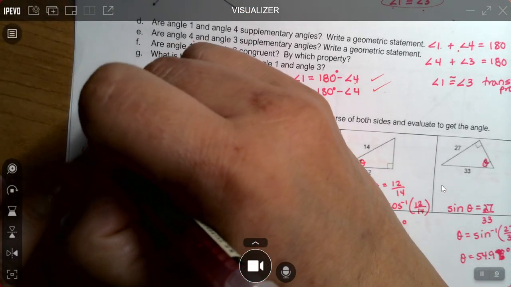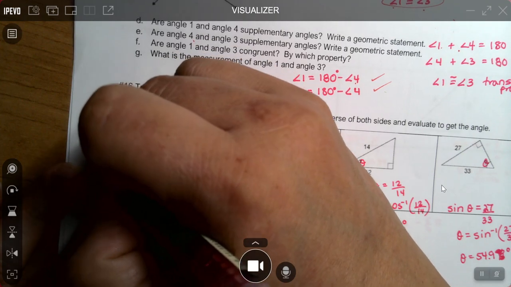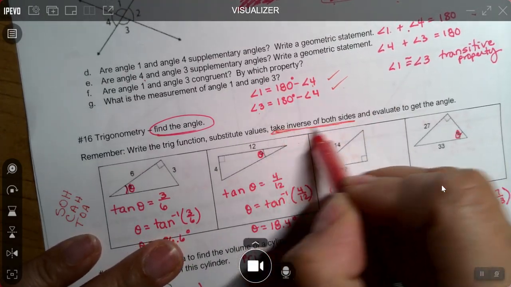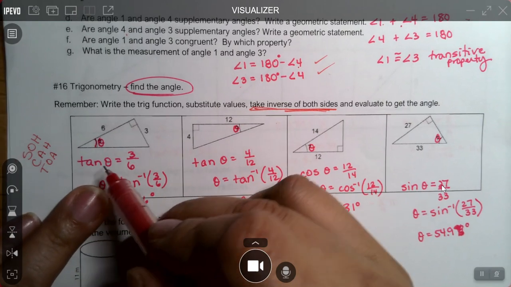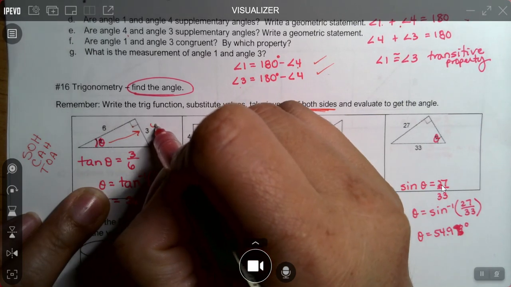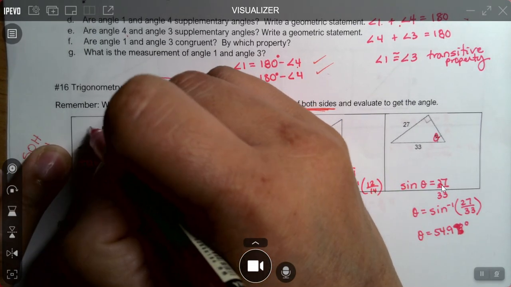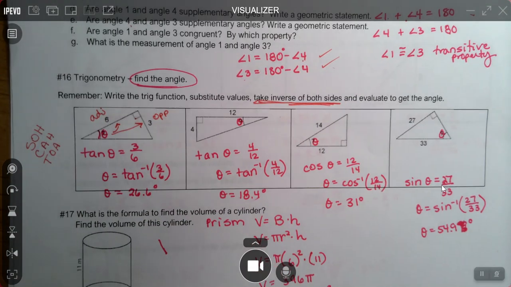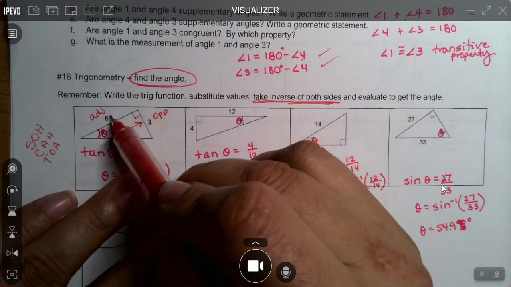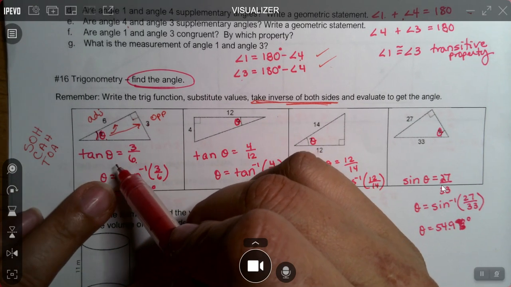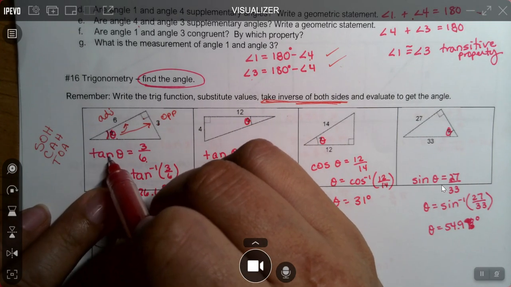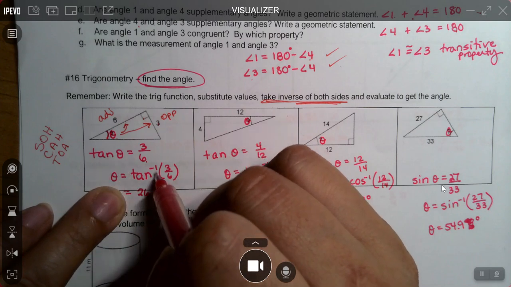Trigonometry. Hopefully you remember your SOHCAHTOA. Now, finding the angle means that you gotta take the inverse of both sides, okay? So this is 90, so that's the hypotenuse. That's opposite. And so that one would be adjacent. So that's tangent. The tangent of the angle is equal to 3 over 6. Since we want the angle, we got to do the inverse tan. So we take the inverse tan on both sides to get rid of tan. So theta is equal to the inverse tan of 3/6.